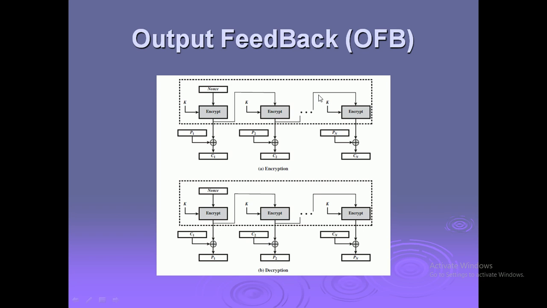Output feedback mode. This is the diagram, and this is the nonce. It is an initialization vector encrypted using the key. We get the output, and the plain text P1 is XORed, and then we get C1, and this output of encryption is fed back to the next stage for encryption by using the key, and that output is again fed back for later stages, and so we get the output XORed with the plain text P2, and we get ciphertext C2. This is the decryption process. This is the reverse of the encryption process. Here the ciphertext C1 is XORed with the output of this encryption, and we get the plain text.